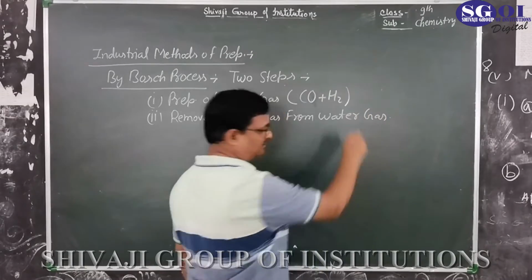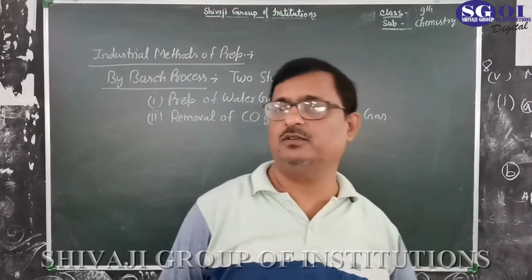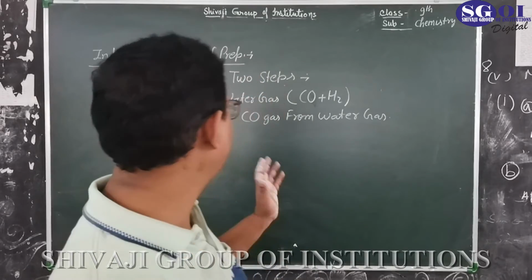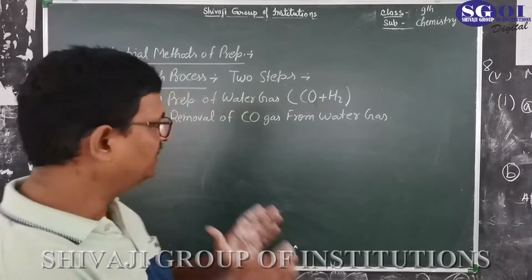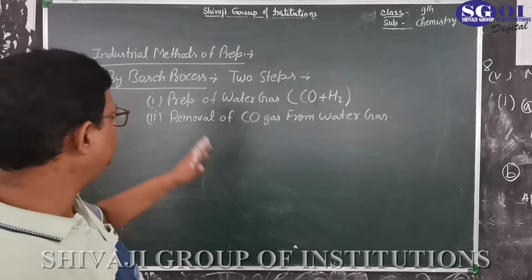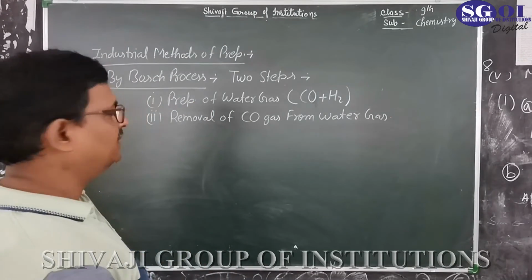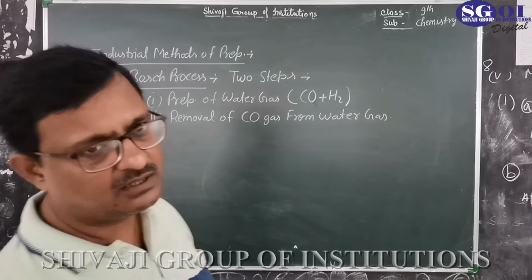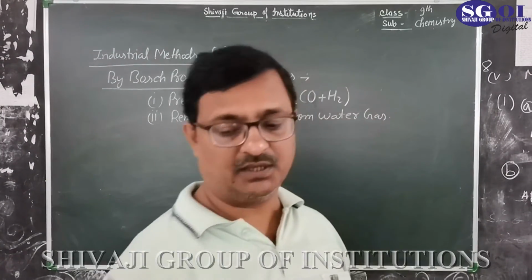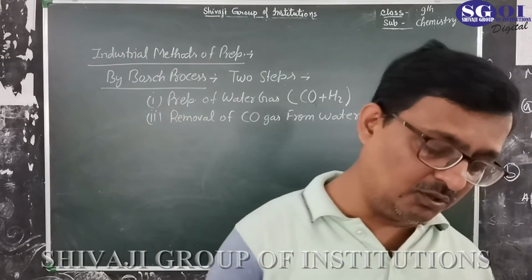So only hydrogen gas remains. This is the Bosch process, where hydrogen gas is prepared in two steps. First you prepare the water gas, then remove carbon monoxide from the water gas. Then you prepare hydrogen gas. Okay, so step 1.